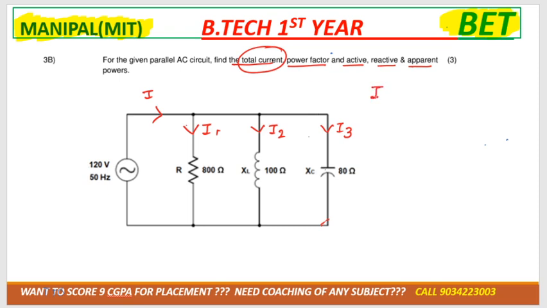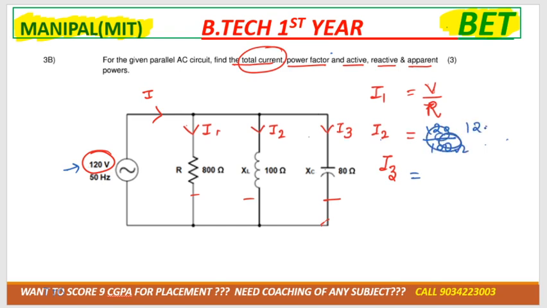One is we can calculate I1, I2 and I3. And after calculating, how can we calculate I1? That is V by R, right? Because all three impedances are in parallel, everyone has the same voltage, and the voltage they have already given us, that is 120 volt, right? So I2 is equal to 120 by XL, that is 100 ohm, and how will you write down 120 divided by, as you know, impedance is in which form?